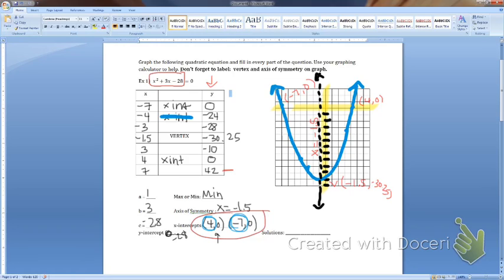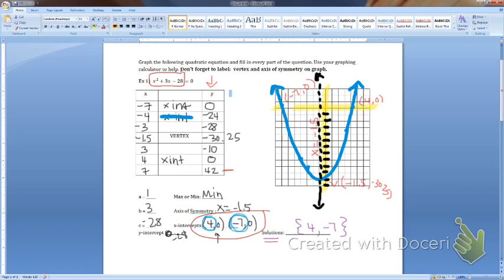Remember, the last thing we need to do now is fill in the solutions blank down here. And we talked about the fact that a solution is the same thing as an x-intercept. So our solutions, we're going to write, 4, comma, negative 7. Technically I probably should have written them in the other order since negative 7 is smaller, but it's okay. We're just going to leave it as 4, negative 7.